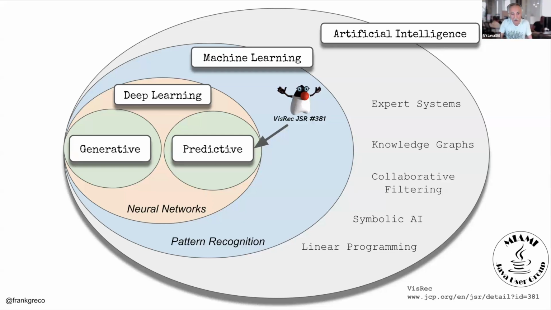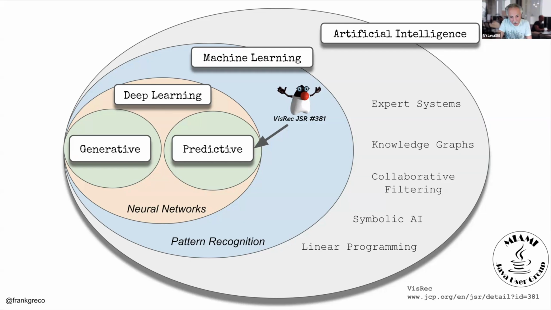Generative AI is the other one on the left here. Actually, just a little plug for VisRec. So that's the JSR that my colleague Zoran and I did for visual recognition in Java. That was a cool thing to work on.